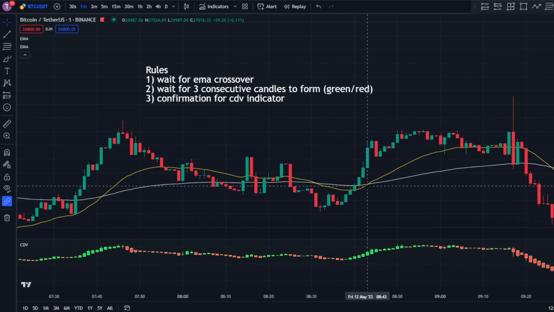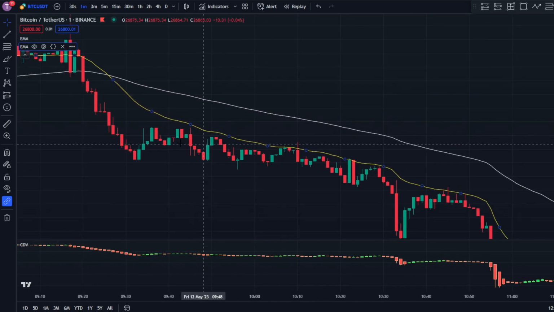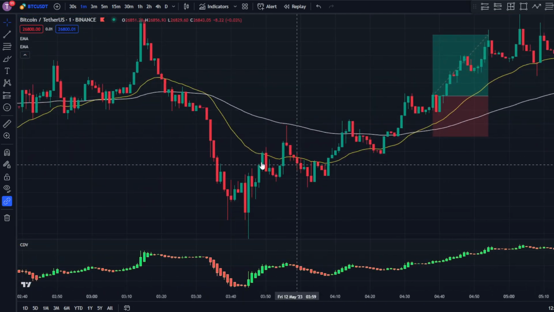Same thing here, we have no valid position because we have this formation of 1 candle. This is the crossover on this specific candle with this formation of 1 candle, 2 candle, but there's no consecutive 3 candles. So let's look for another long position. Let me see.